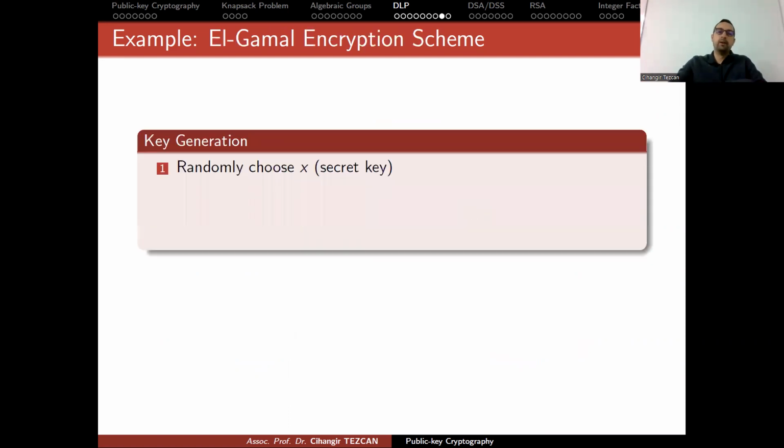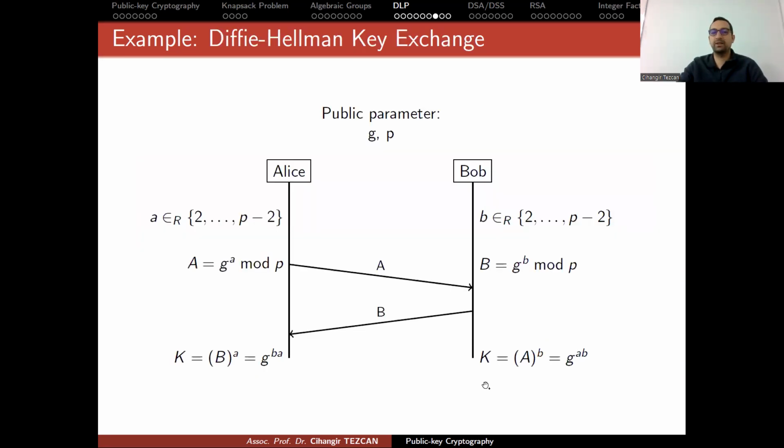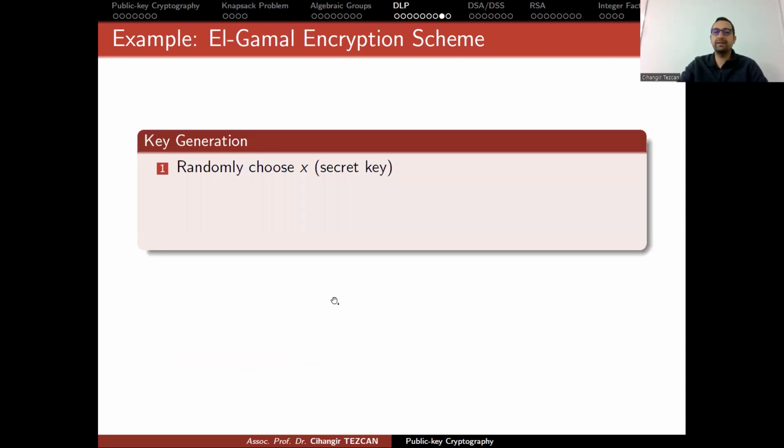So let me give another example. This time, I will talk about the El-Gamal encryption scheme. So we can use the discrete logarithm problem to create an encryption algorithm. Diffie-Hellman key exchange is not an encryption algorithm, it is just a key exchange algorithm, right? We agree on a secret key. Let's design an encryption algorithm which relies on this discrete logarithm problem.